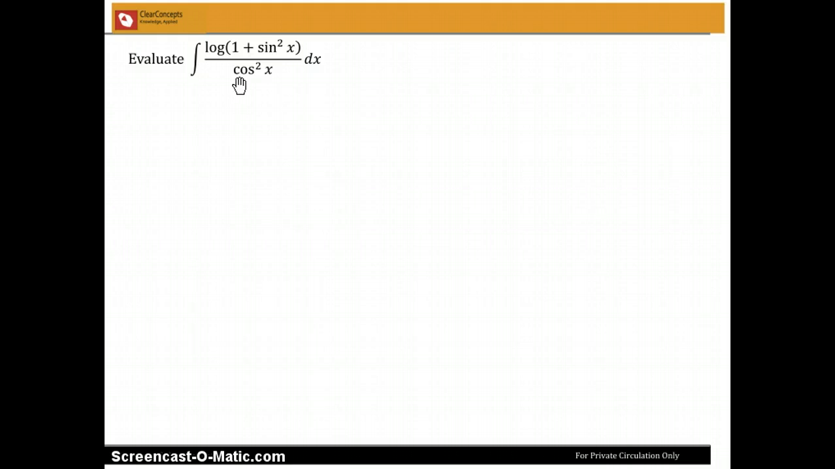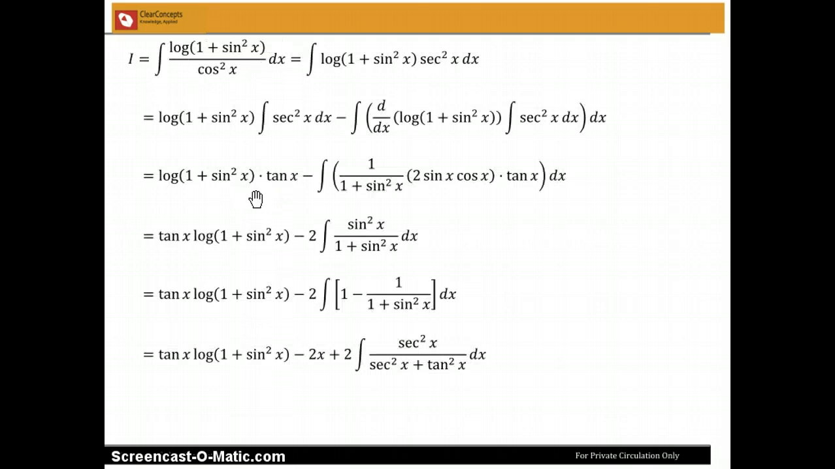So as soon as we recognize that there is a logarithmic function and a trigonometric function, and also that if we bring the cos squared x into the numerator, it becomes secant squared x, we should be thinking about integrating by parts. And so let's see what happens when we do that.